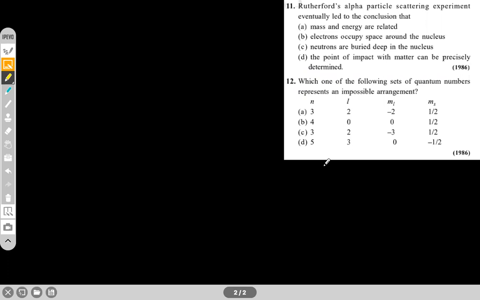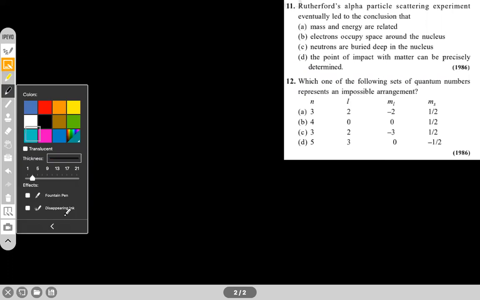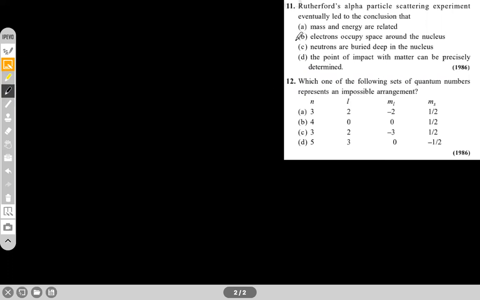Electrons are buried deep into the nucleus, which is not true. If it were true, then the atoms would not be stable, right? So that's why C and D are wrong. Mass and energy are related is the Einstein equation, E equals mc squared, not given by Rutherford. Option B is electrons occupy space around the nucleus. So option B is correct for this particular question. We are left with only option B.